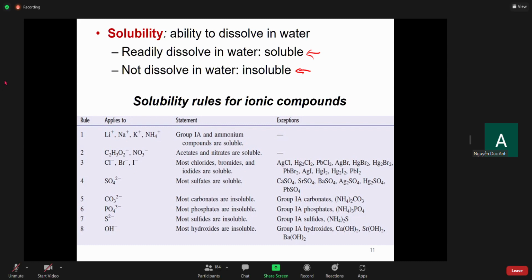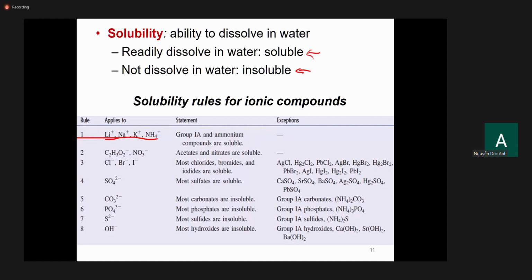Whether a substance is soluble or not depends on the type of ions that appear in the molecule. For example, compounds with alkaline ions like lithium, sodium, potassium, or ammonium are very easily soluble.